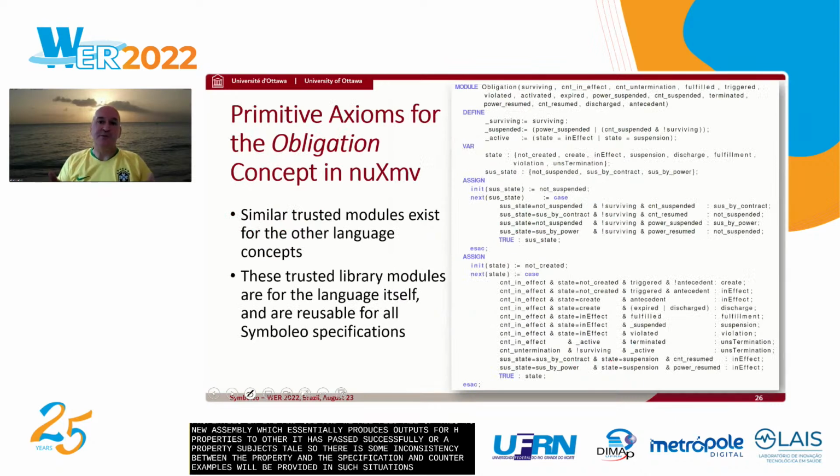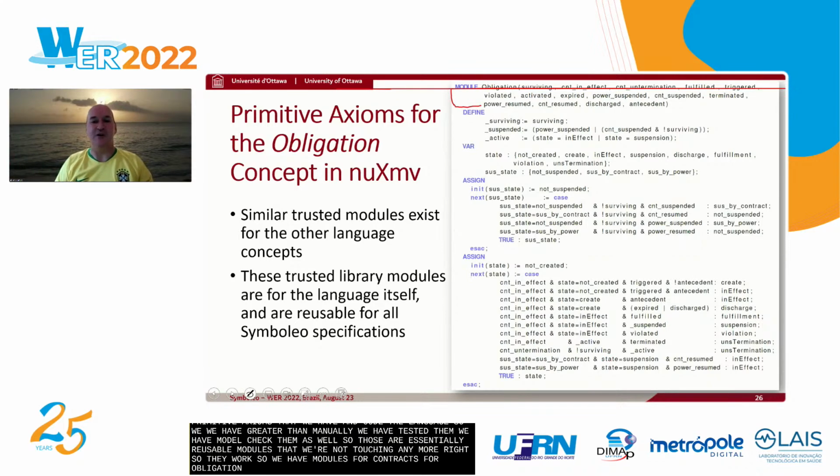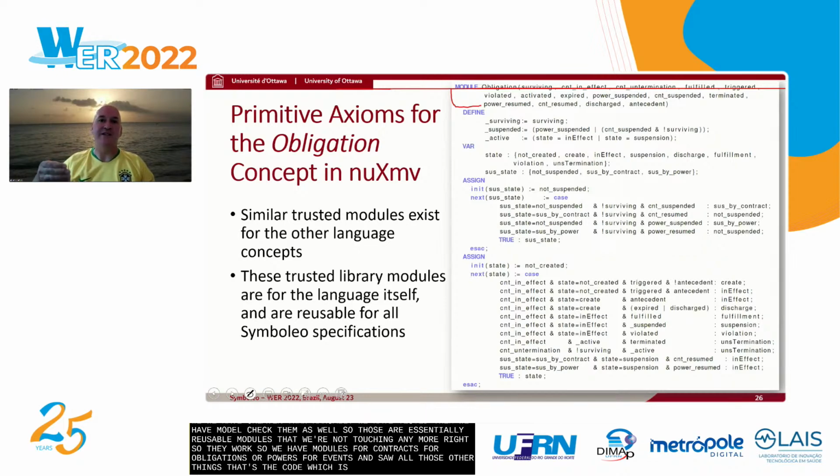So those primitive axioms that we have encode the language. So we have created them manually, we have tested them, we have model checked them as well. So those are essentially reusable modules that we're not touching anymore, right? So they work. So we have modules for contracts, for obligations, for powers, for events, and so on. So those are the things that the code we generate will invoke, will instantiate.